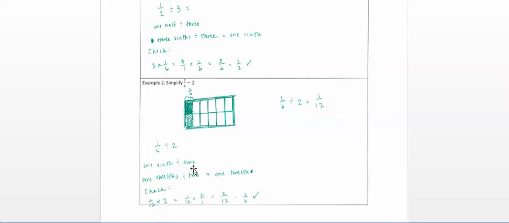So I had 1/6 divided by 2. That's the same as 2/12 divided by 2. When I take 2/12 and divide it by 2, that means I have 1/12 in each group. So 1/6 divided by 2 is 1/12. Our check again here at the bottom.